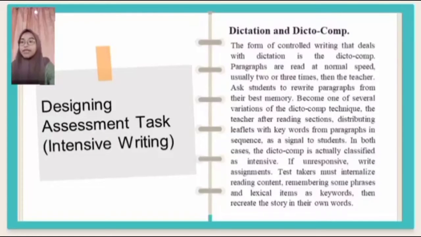Paragraphs are read at normal speed, usually 2 or 3 times. Then the teacher asks students to rewrite the paragraph from their memory. One of several variations of the dictocomp technique is that the teacher, after reading the passage, distributes handouts with keywords from the paragraph in sequence as a signal to students. In both cases, the dictocomp is classified as intensive. Test takers must internalize the reading content, remembering some phrases and lexical items as keywords, then recreate the story in their own words.